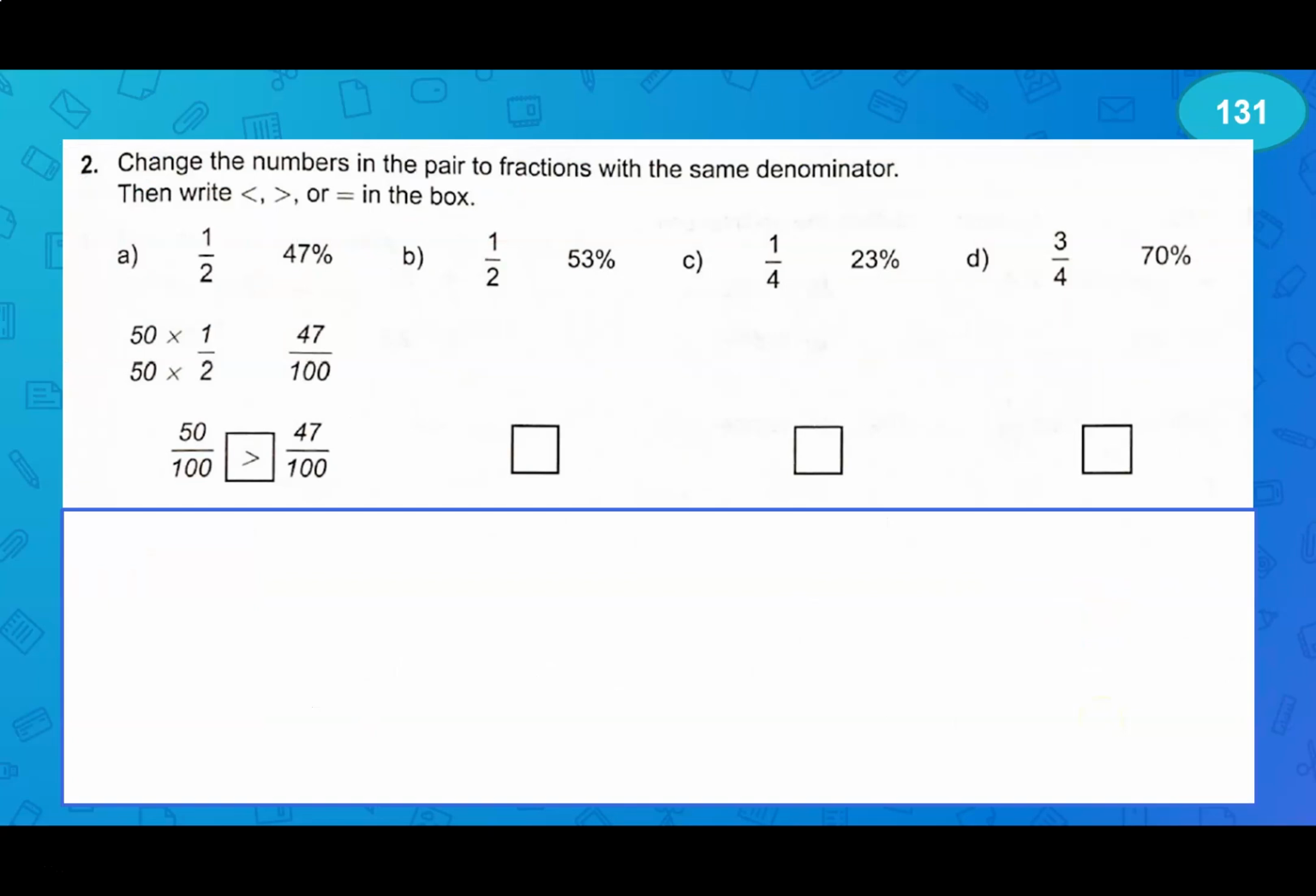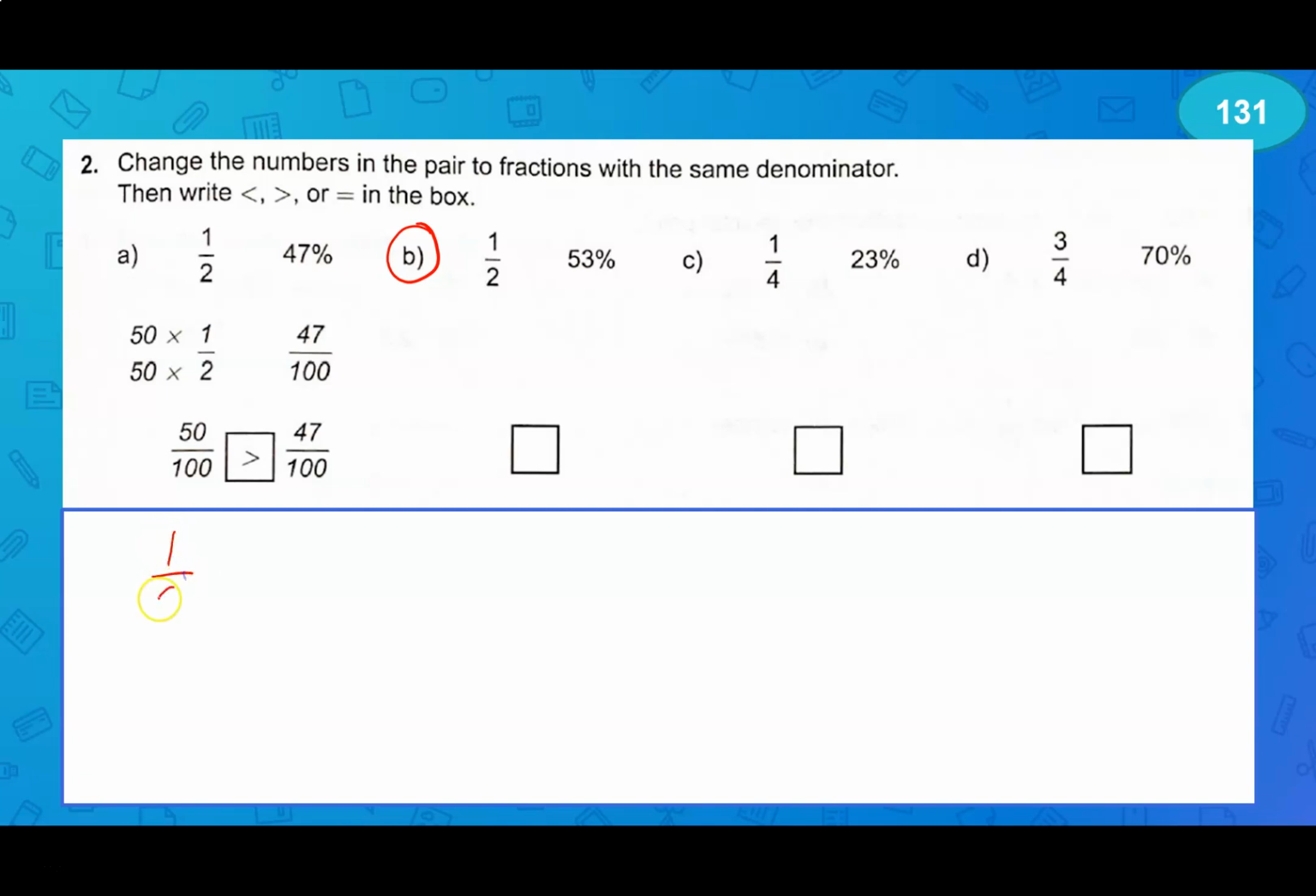Question 2 says, change the numbers in the pair of fractions to the same denominator, then write less than, greater than, or equals in the box. Part A has been done for us, but I think it'll be easier to just go through Part B together rather than review that one. So we are trying to compare 1/2 and 53%. Some of you may already know the answer, but it may be easier to do what they did here and get both written as a fraction with the denominator of 100.